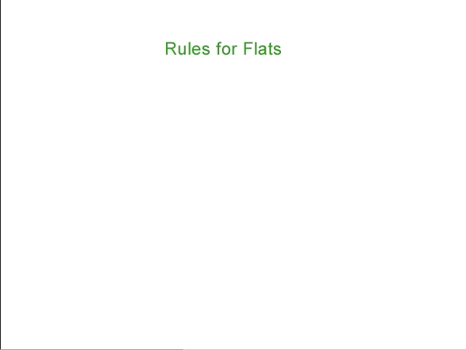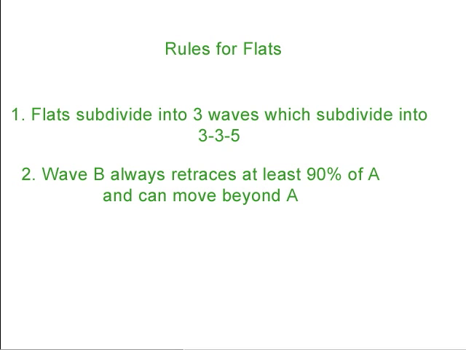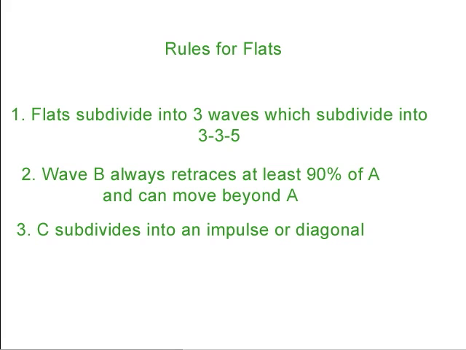Rules for flat corrections. Flats subdivide into 3 waves as well, which subdivide into 3, 3, 5. Wave B always retraces at least 90% of A and can move beyond A. So wave B for a flat correction is usually longer than a B wave in a zigzag. Also, wave C subdivides into a 5-wave impulse or a diagonal.